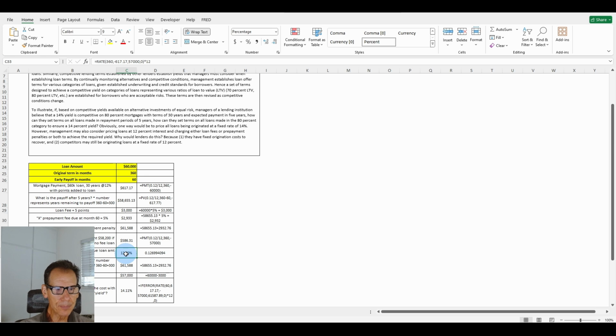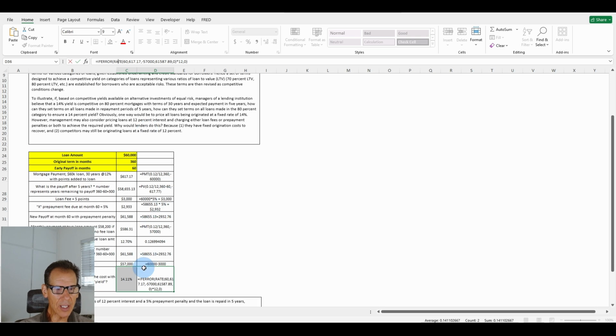That's excluding fees. Then, what is the payoff after 5 years? Number represents years remaining to pay off. 61,588. This is just an equal sign. All I did was equal. The original loan amount, there's some duplication here. We're taking this 60, 5 years, 617, 616 is right here, your monthly payment. We're going to have this 57,000. That's our present value. Then we're going to have the 61,587, which is the prepayment penalty. And we're just going to multiply that times 12. I put an IFERROR in there. I just get in the habit of doing that.